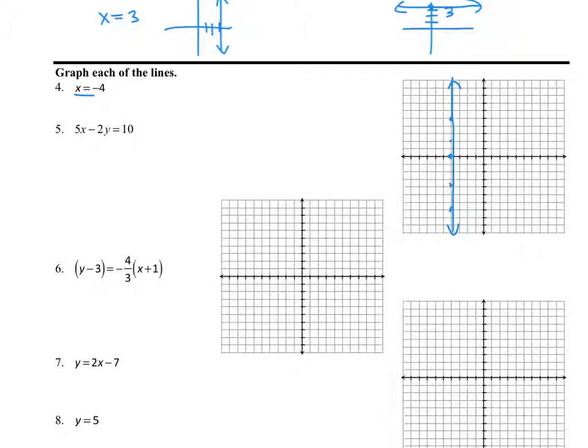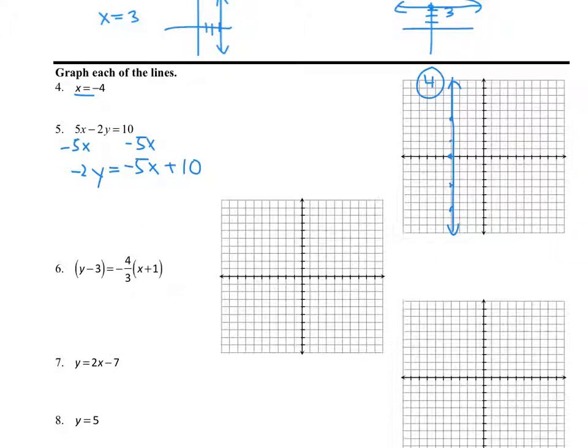Okay, we're going to graph number 5 on the same graph. Number 5 is an equation in standard form, but standard form is not the easiest form for graphing. I think slope-intercept form is an easier way to graph. So we're going to solve for y and change this equation to slope-intercept form. So the first thing we're going to do is subtract 5x from both sides, so that term moves over to the other side. And we get -2y equals -5x plus 10.